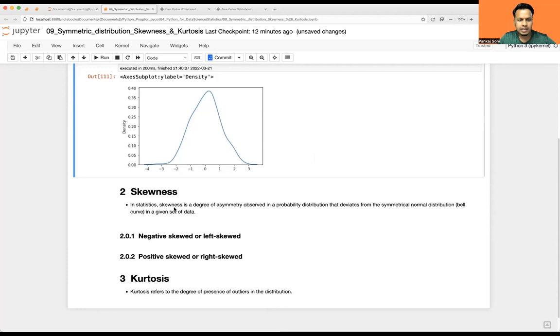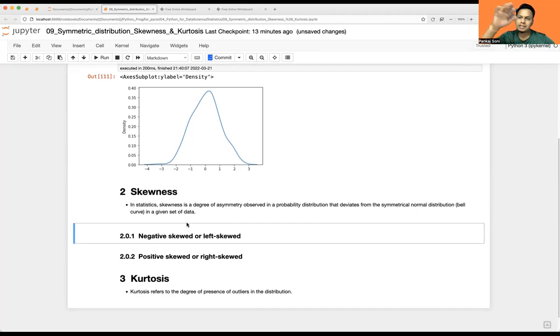What it tells basically in statistics is that skewness is a degree of asymmetry observed in a probability distribution, because whatever curve you see, we have already talked about the PDF, the probability distribution function. So what is the probability of getting this number? Getting 0, the probability is basically 15%. Here, the probability is close to 35. So this is the PDF. In statistics, skewness is a degree of asymmetry observed in a probability distribution that deviates from the symmetrical normal distribution, which is nothing but the bell curve, in a given data.